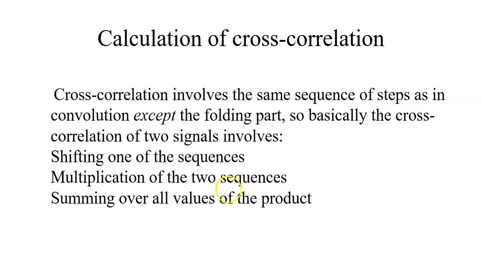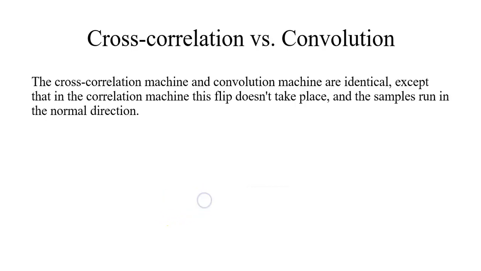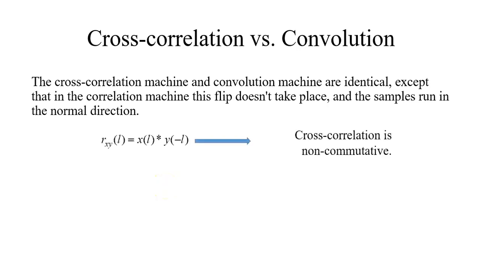Calculation of cross correlation. Cross correlation involves the same sequence of steps as in convolution, except the folding part. So it is the same as convolution, but we don't have to reverse one of the signals before shifting, multiplication, and summation. So basically, the cross correlation of two signals involves shifting one of the sequences, multiplication of the two sequences, and summing over all values of the product. Cross correlation versus convolution. The cross correlation machine and convolution machine are identical, except that in the correlation machine this flip doesn't take place and the samples run in the normal direction.